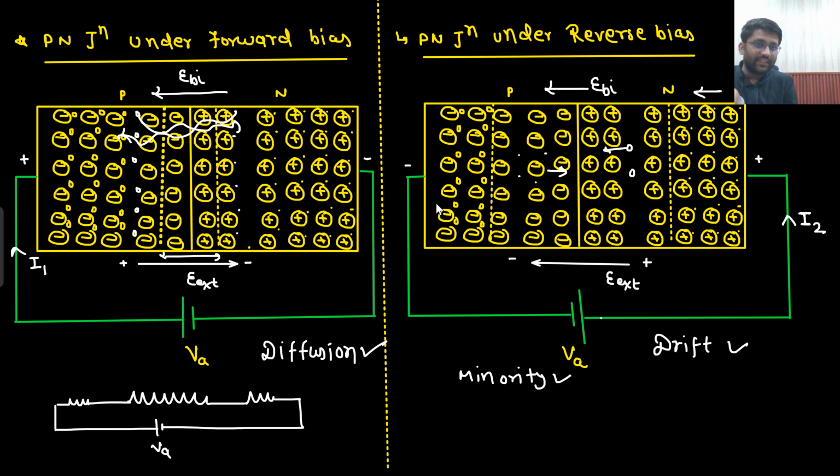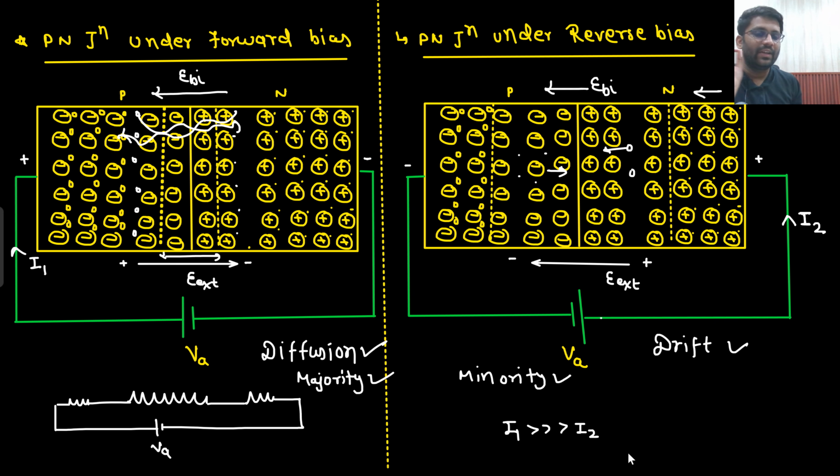But here the diffusion is taking place. Because of that the current is coming, and diffusion is happening with respect to majority charge carriers. Holes are majority here. Majority charge carriers are diffusing. So here the current is coming because of the majority. So what do you think? Which current would be more? I1 would be more than I2.